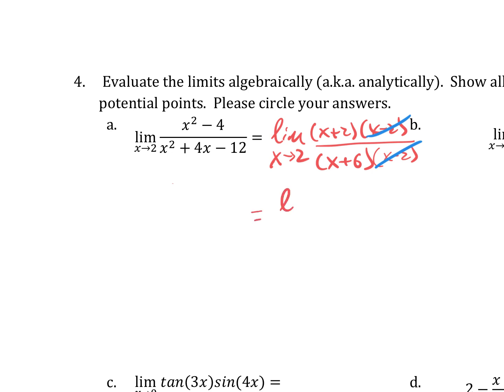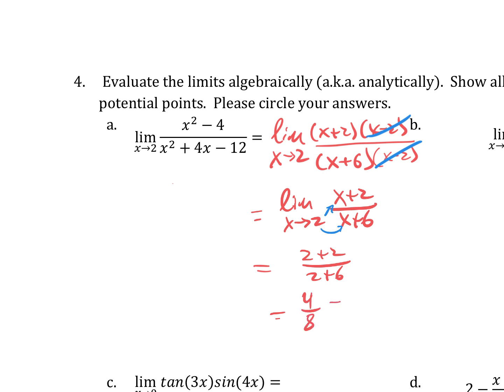And so we can simply find the limit as x goes to 2 of x plus 2 over x plus 6. And now plugging things in is not a problem. Plug it in, and we can evaluate the limit by plugging it in. So evaluating, we have 2 plus 2 over 2 plus 6. And that's just 4/8 or 1/2.